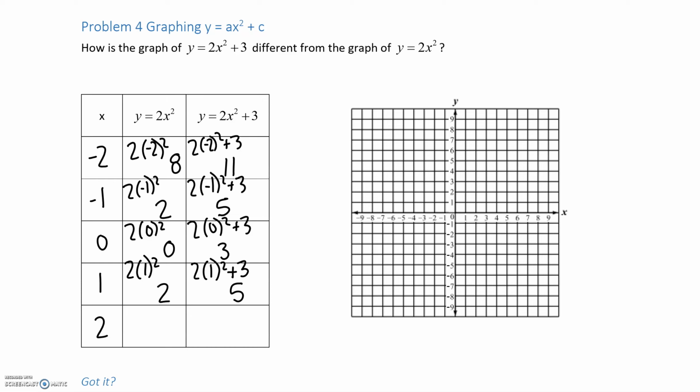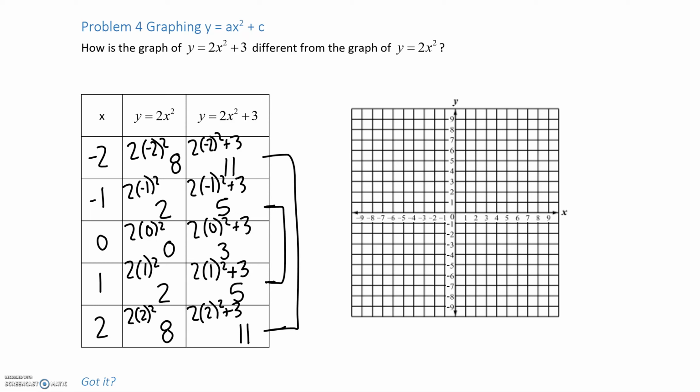If you notice, this one and this one are the same. Okay. And if we have 2 times 2 squared, that's going to give us 8. And 2 times 2 squared plus 3 is going to give us 11. So these are going to be the same as well. Okay, that's the symmetric aspect of it.